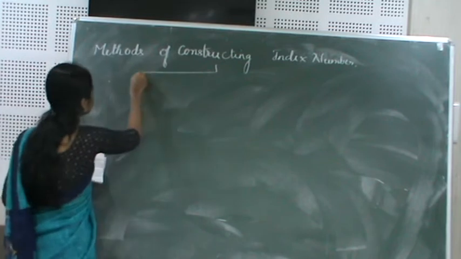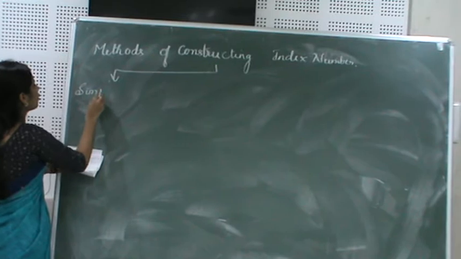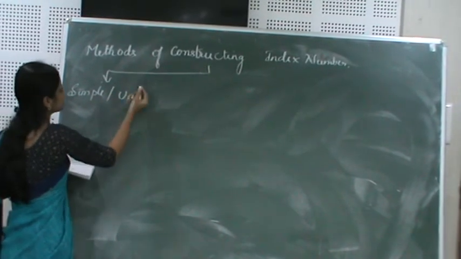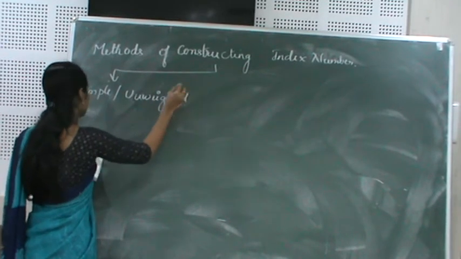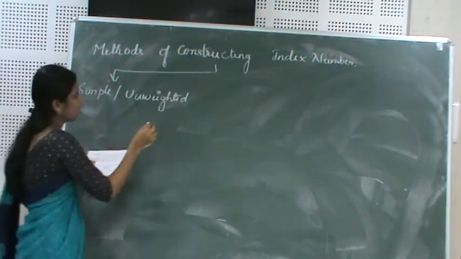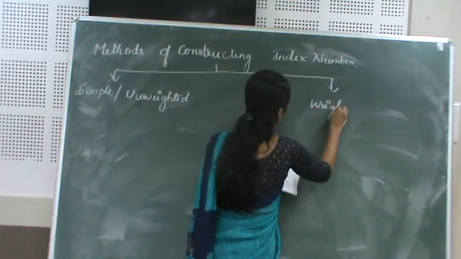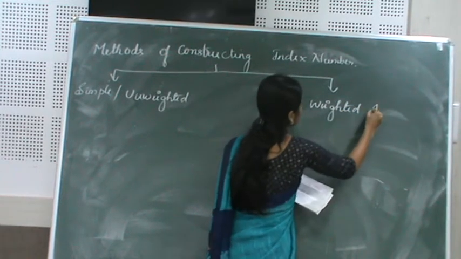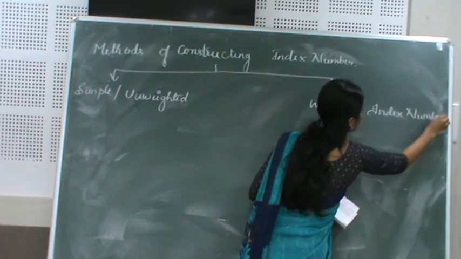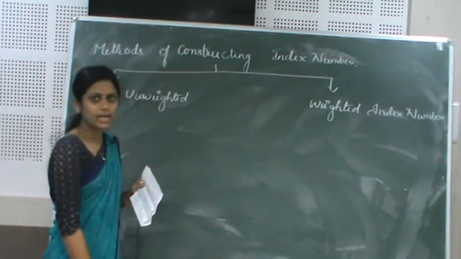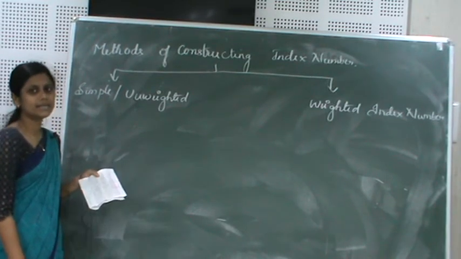There are mainly two methods of constructing index number. One is simple or unweighted index number, and one more is weighted index number. These are the two broad methods of constructing index number.